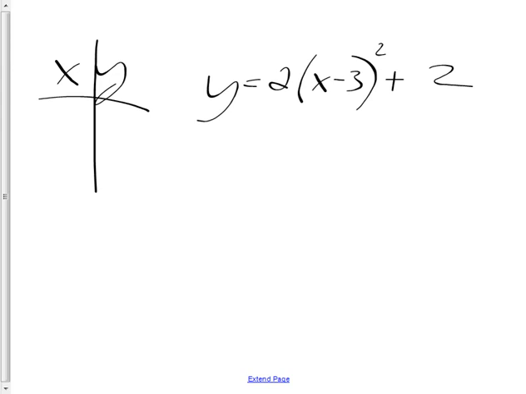Pick a number for me for x. Okay, x is 2. I stick in a 2 right here. What's 2 minus 3? -1 squared. 1. 2 times 1 is? 2 plus 2 is? I know the point 2 comma 4 is on that graph. You know what I'm doing there? I'm just picking any number I want for x, and I figure out a thing that goes with it for y.